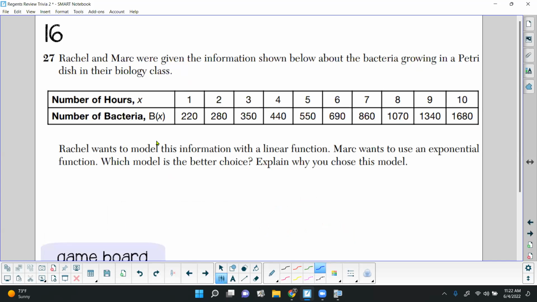All right, last question, my friends. Number 16. This is it. This is similar to a question I gave you in class.